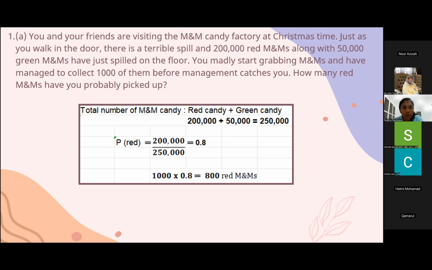They have managed to collect around 1,000 candy. The probability for red candy is 0.8, so we just multiply 1,000 by 0.8. We can get around 800 red being collected from the spill.